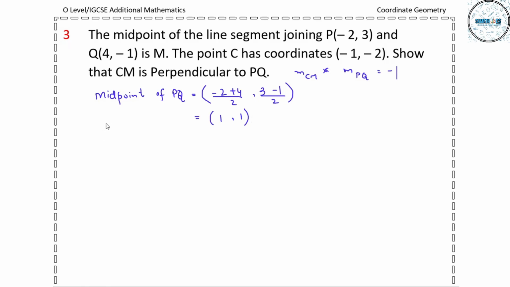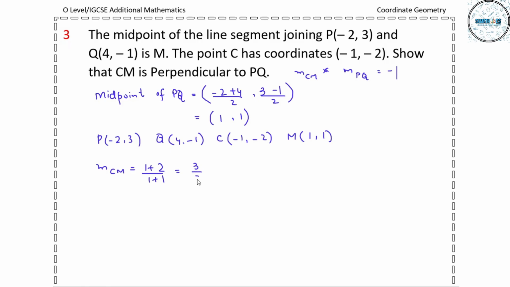Now we have coordinates of P, which are minus 2 comma 3, coordinates of Q, which are 4 comma minus 1, C, which are minus 1 comma minus 2, coordinates of M are 1 comma 1. Now we have to take out the gradient of CM, which is equal to (1 plus 2) upon (1 plus 1). So it is 3 upon 2.